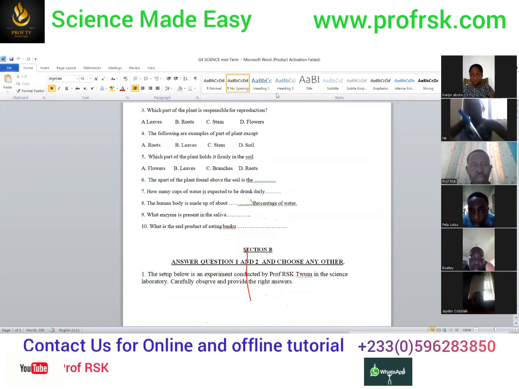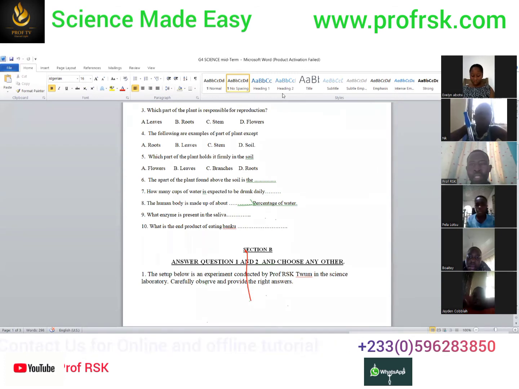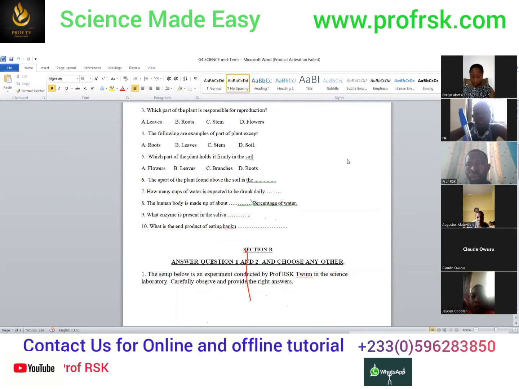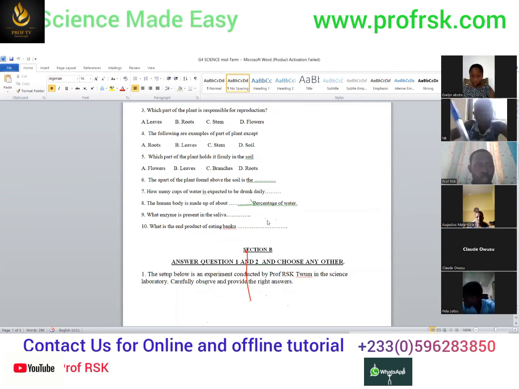That of protein is also available, and we discussed this under digestion. So you can check our previous lesson to understand more about this aspect. You can check our previous video discussion on digestion. When you go to YouTube, you type Prof RSK digestion, and you will get it, and you can easily go through like that. All right, so let's proceed.